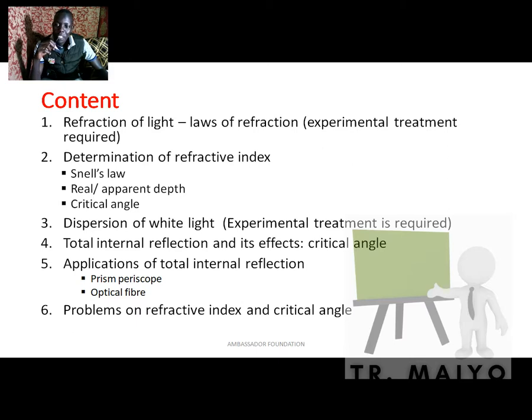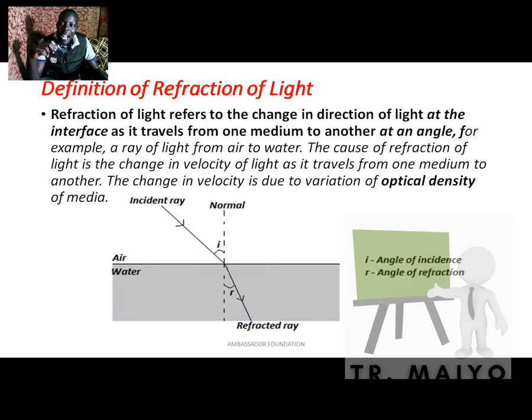We are also going to see the dispersion of white light, total internal reflection and its effects, then applications of total internal reflection, that is the periscope and the optical fiber. In this we will also see why we prefer prisms over mirrors. Then we do a few calculations here and there on critical angle.